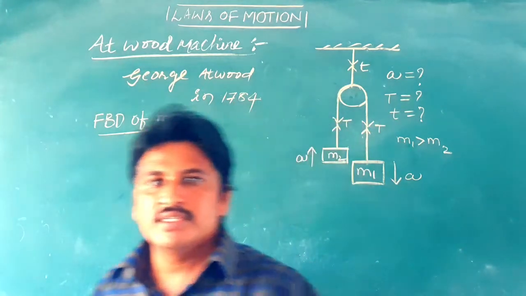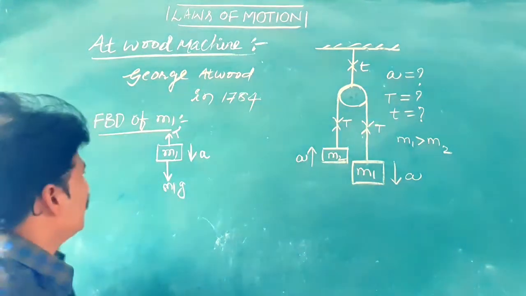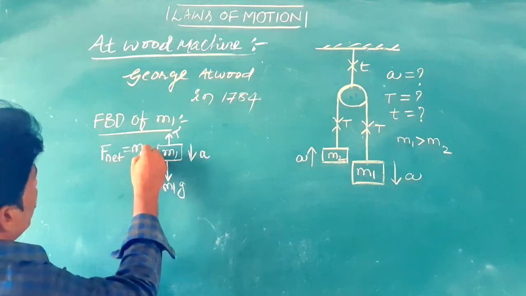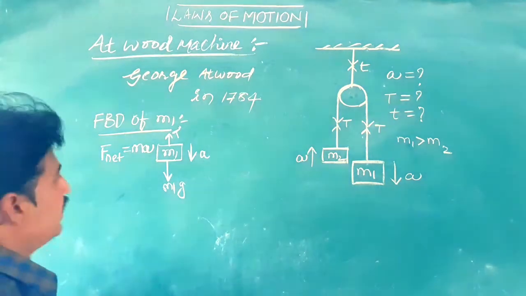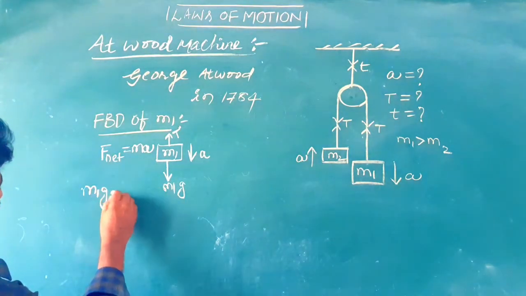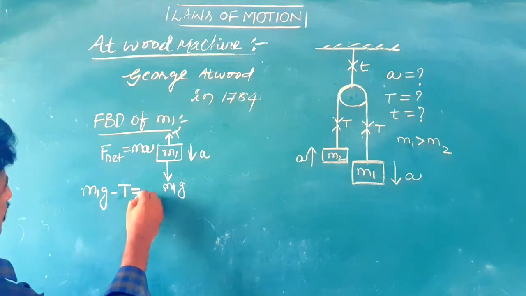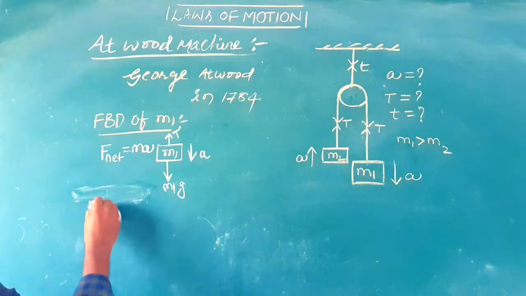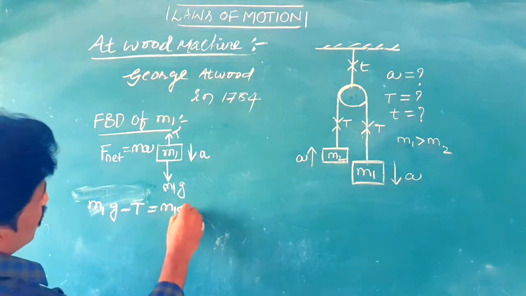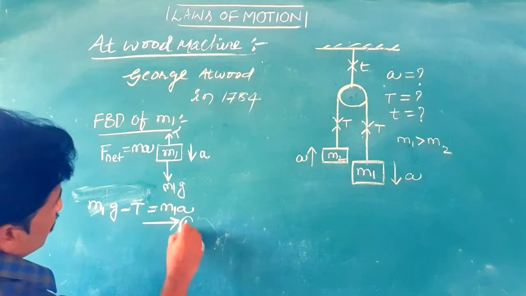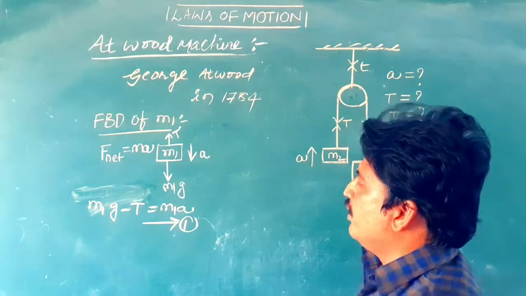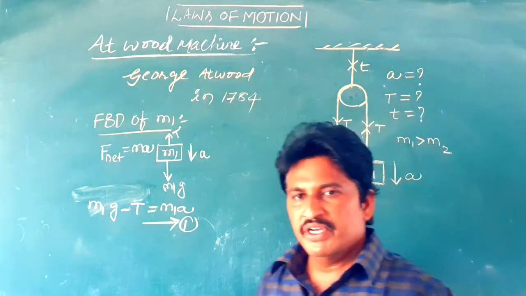By using Newton's second law, F net is equal to M into A. See here, students, F net means driving force, that is M1g, minus opposing force T, is equal to M1a. So M1g minus T is equal to M1a. Assume this is equation number 1, students. Then after, draw the FBD of block 2.